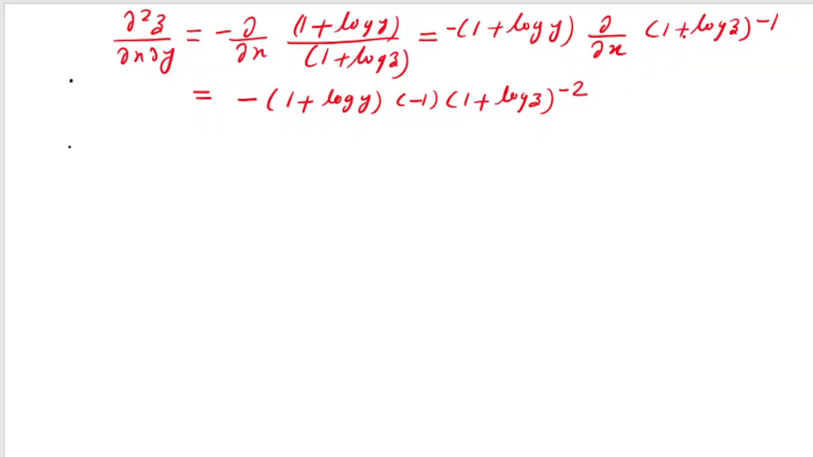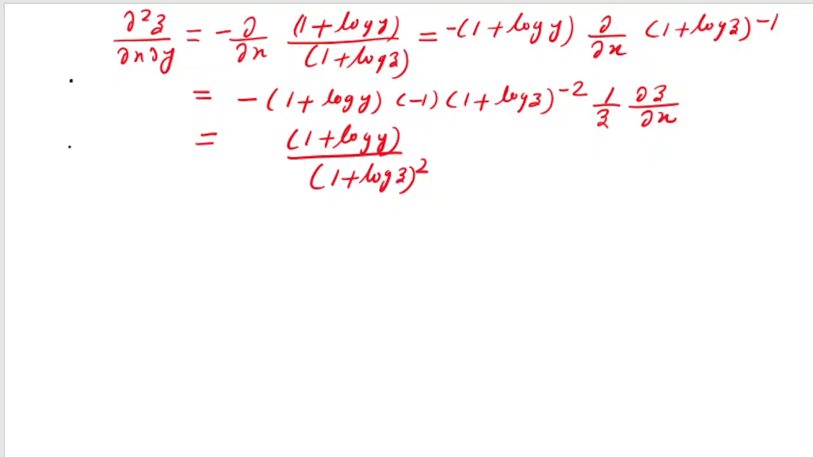So first 1 plus log z with respect to z, that is 1 by z, and then del z by del x. So this will become what? Minus minus plus, right? And I will get 1 plus log y divided by 1 plus log z whole square into 1 by z del z by del x. So this is what we have got. This is the value of del 2z by del x del y.